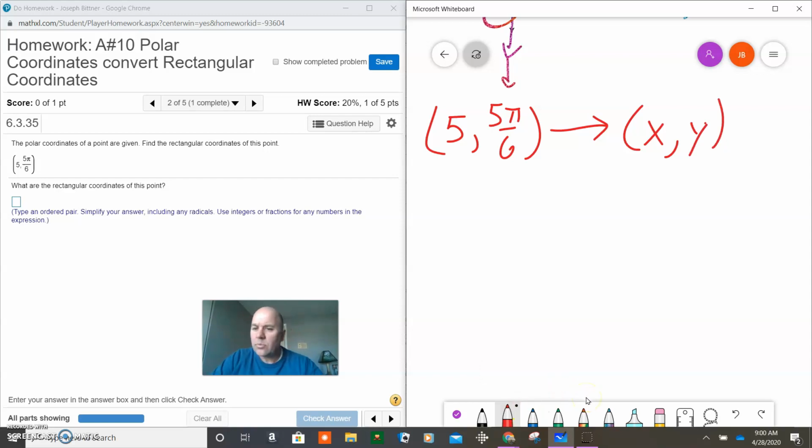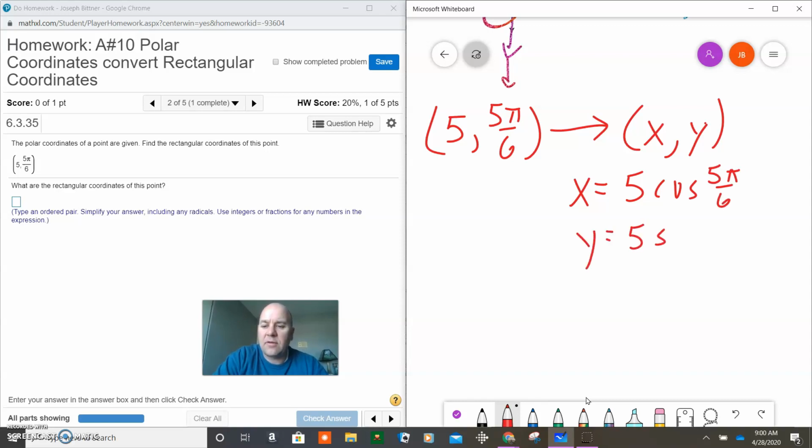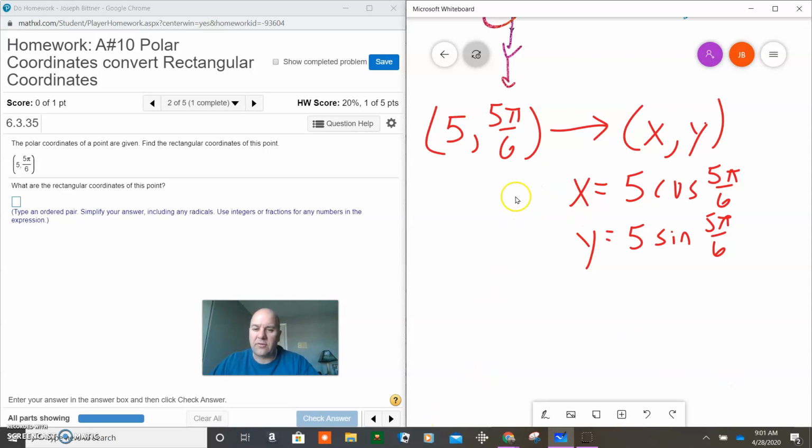And again, you can go straight to the formulas and do X equals 5 times cosine of 5 pi over 6. Let me say that again. Y equals 5 times sine of 5 pi over 6. And again, if you type this into the calculator, you're going to get some crazy answer.